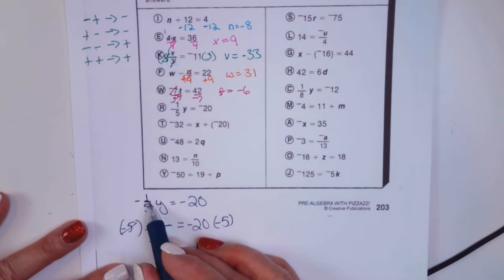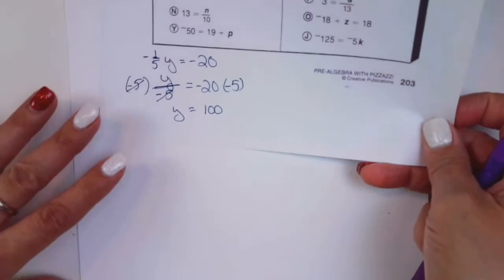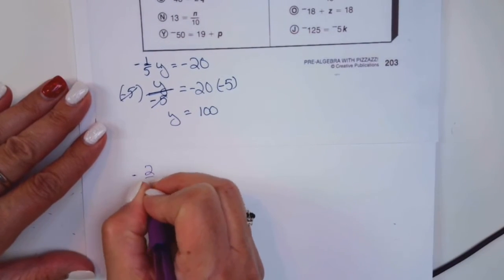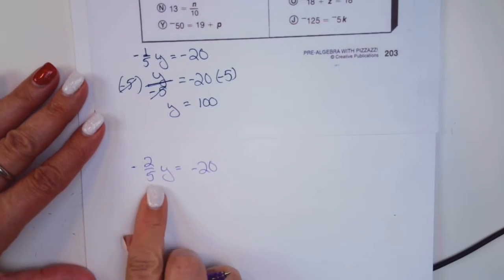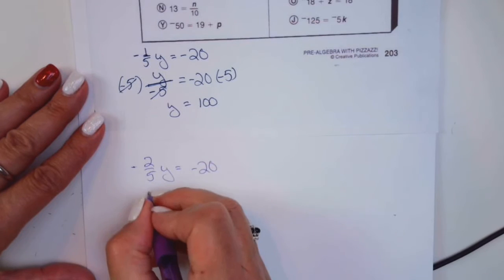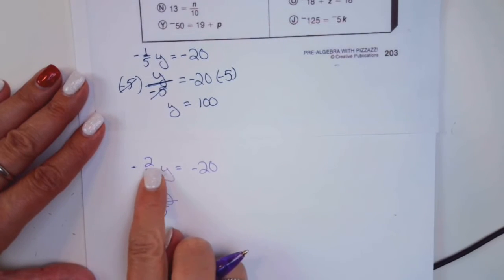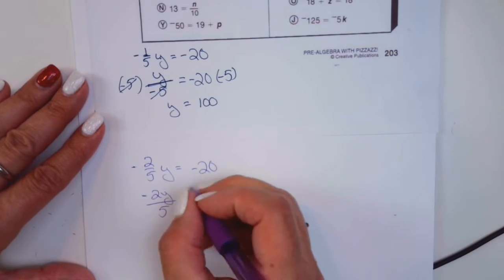So this is something that we can do when we have a 1 on the top here. If instead of that 1 we had, for example, negative 2/5 y equals negative 20, what we can do is break this into pieces. Again, we can rewrite this so that we have negative 2y divided by 5. We can write the y above that fraction line.